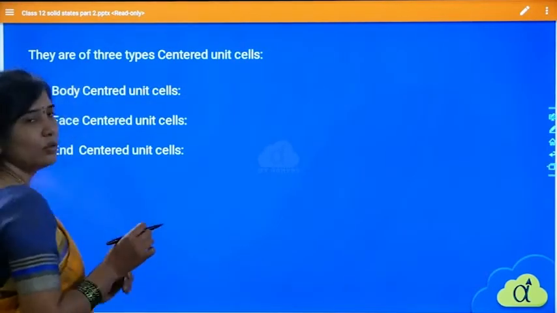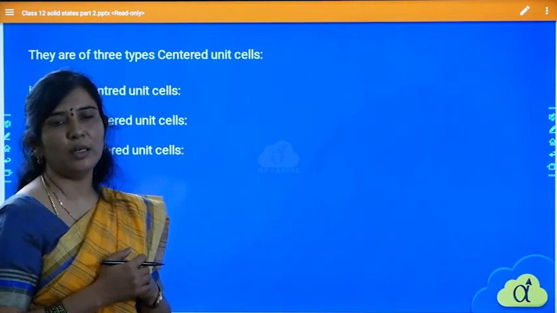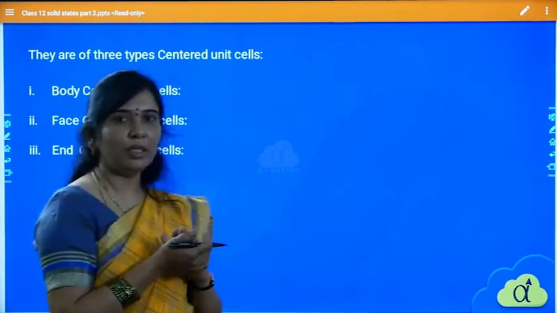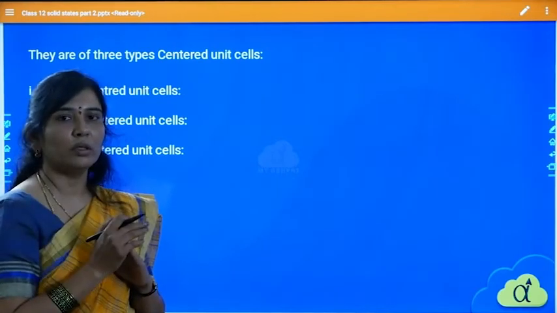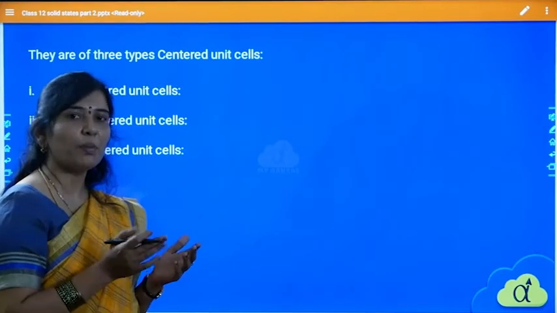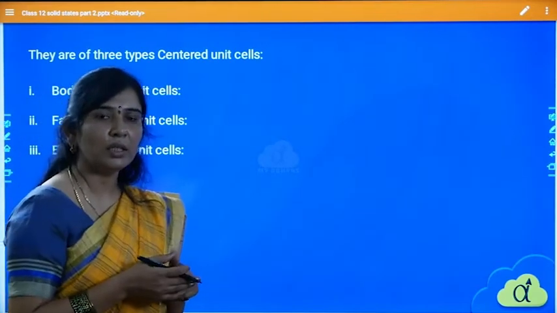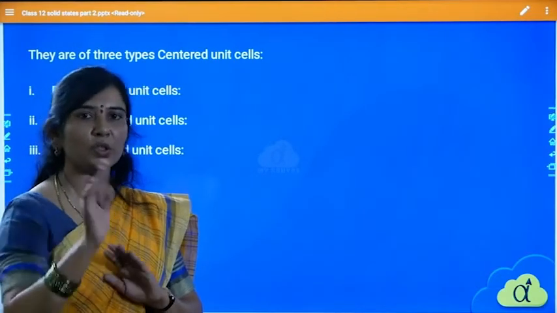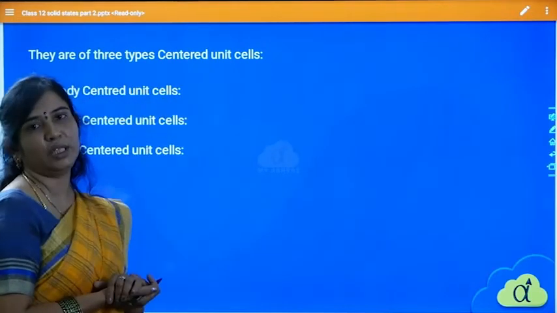Now, the second one is what? Centered unit cell. What do you mean by centered unit cell? See, there will be constituent particles at the corners. Along with those corner particles, one or more constituent particles are also present. Such a unit cell is known as centered unit cell. Not only at the corners, along with the corners, one or more constituent particles may be present. Such unit cells are known as centered unit cells.